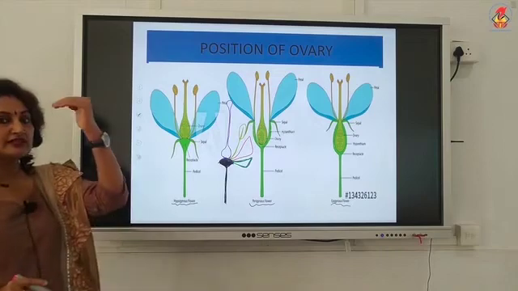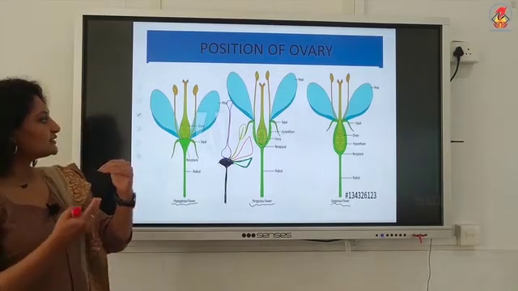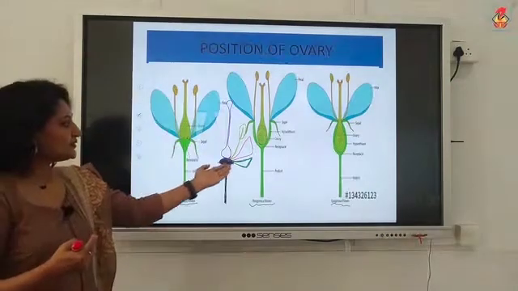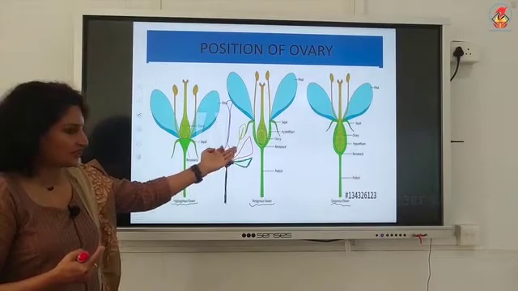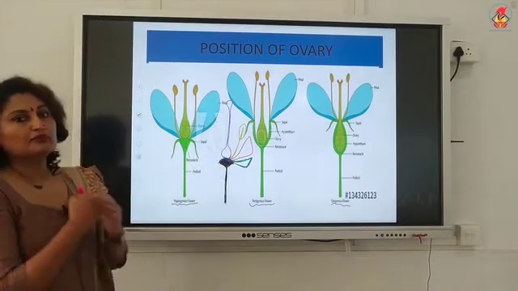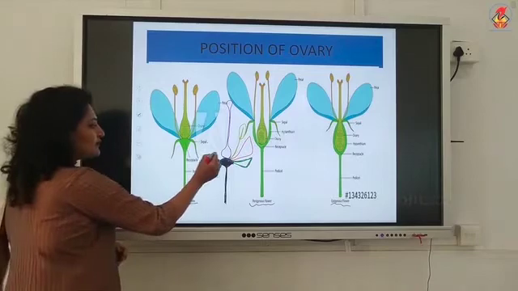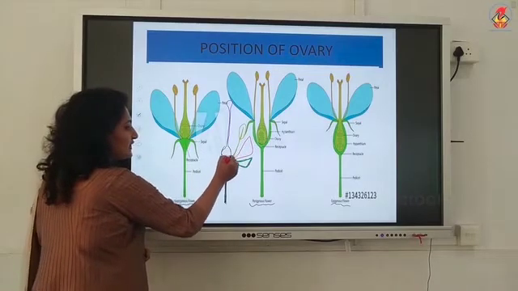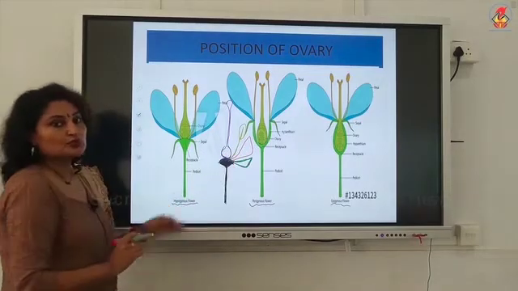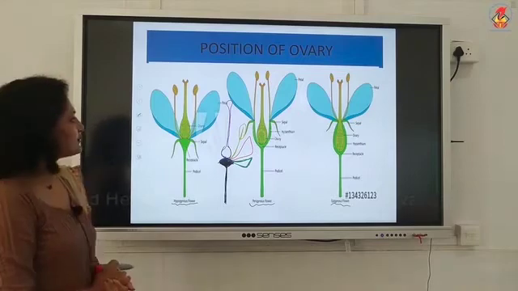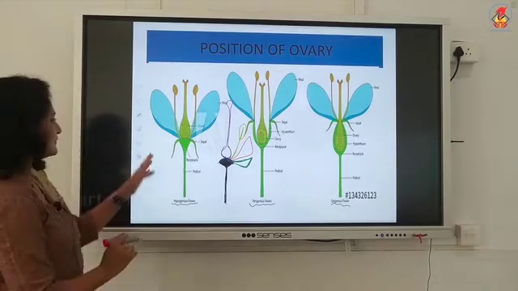The ovary is located at the tip of the thalamus, and the other floral whorls, namely the stamen, petal and sepal, arise from below. So, when you look at the position of the ovary in context with the other whorls, how is the position? It is superior to the other whorls. Is hypogynous ovary clear?